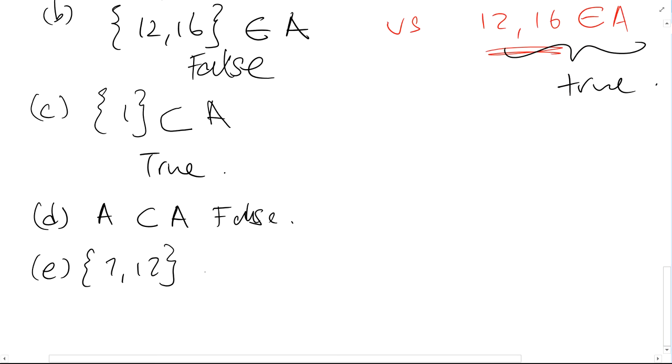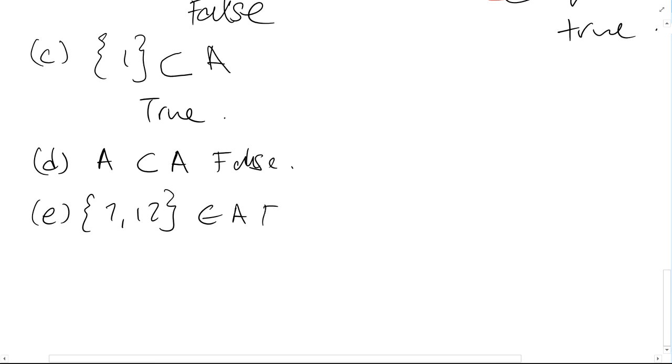7 and 12 are elements of A. This one, true or false? Again, false. Same reason as before. And finally, for part F, the empty set is a proper subset of A. True or false? True by definition. And because every set contains nothing as well, right? Okay, just remember that.